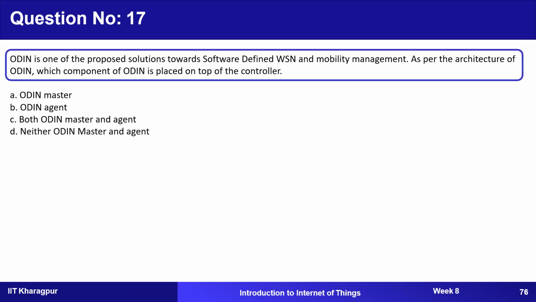I'm repeating the question. ODIN is one of the proposed solutions towards software defined WSN and mobility management. As per the architecture of ODIN, which component of ODIN is placed on the top of the controller? Options are ODIN master, ODIN agent, both ODIN master and agent, neither ODIN master nor agent.